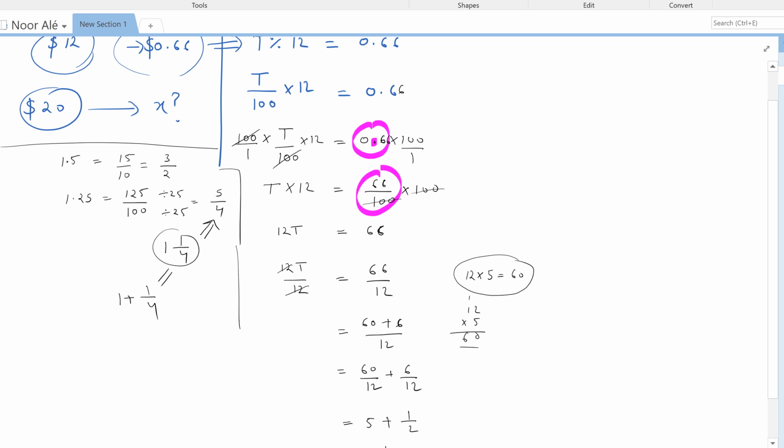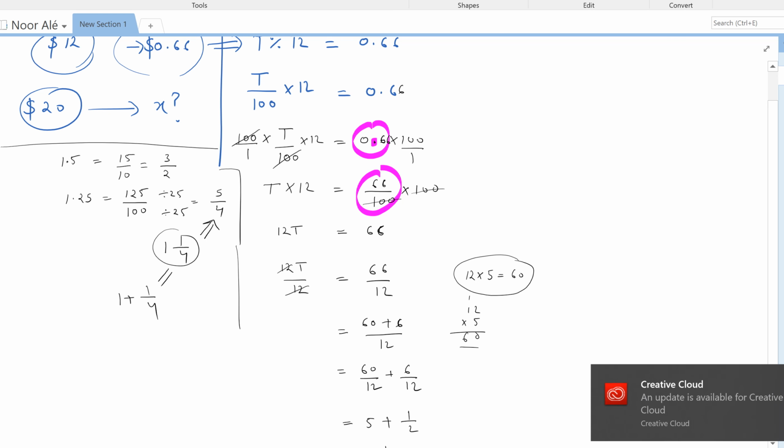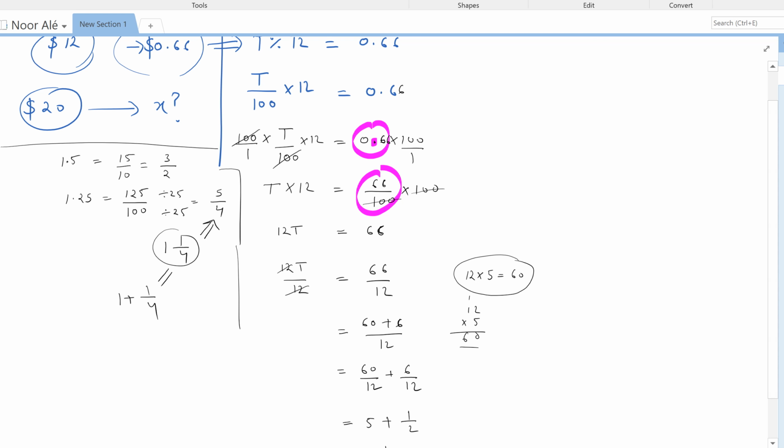Once you master the basic concepts, you can develop your own shortcuts, or you can learn through the shortcuts. So that process, I can do all those steps in my head in just like 3 or 4 seconds. So it's the kind of speed that you're gonna get.